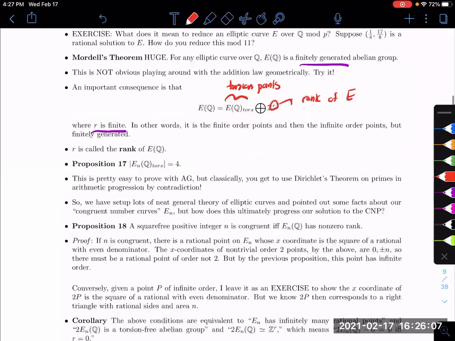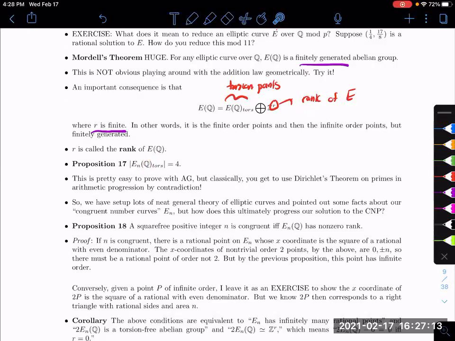And here comes a crucial proposition. There are only 4 torsion points on our congruent number elliptic curve, regardless of what n is. This is not very easy to prove. Classically, if you want to use classical techniques to prove it, you actually need Dirichlet's theorem on primes in arithmetic progression, and you end up contradicting that theorem. That's the final step of the proof. It's kind of neat. However, with algebraic geometry, this is easier to prove. Keep in mind that algebraic geometry requires, like Akaki brought up last time, much more setup initially, right? So is it actually easier? Yes, if you're comfortable with algebraic geometry, but no, if you're not. This would be the go-to proof in that case. So there are only 4 finite order points on our congruent number elliptic curves, regardless of what n is, if we view them as elliptic curves over Q.